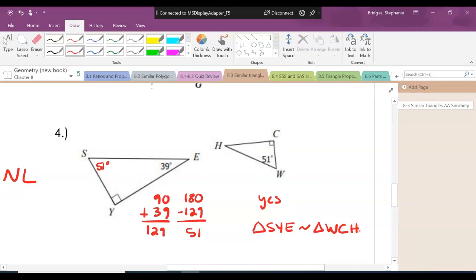Okay, so sometimes you have to do a little bit of work with your angles to figure out if they are the same. I want you to go ahead and try 5. Look at the angle measures you're given. If those are not the same, figure out the missing angle in one triangle. Look at your angles.